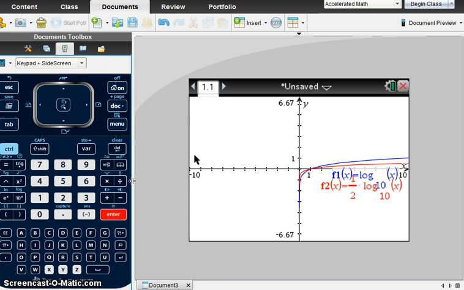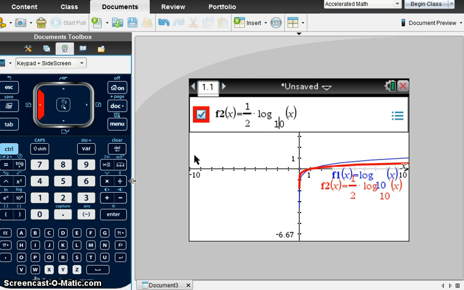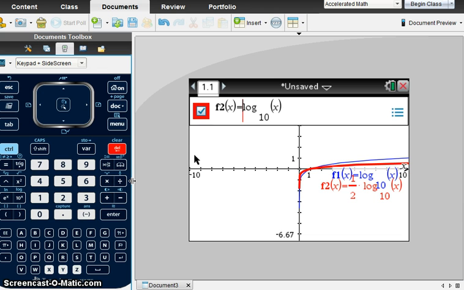All right, so again, key takeaway here, if you want to do a vertical stretch, you need to multiply the whole logarithm by a number greater than 1. And if you want to do a vertical compression, you need to multiply the logarithm by a number between 0 and 1.